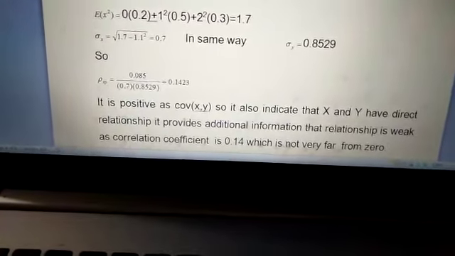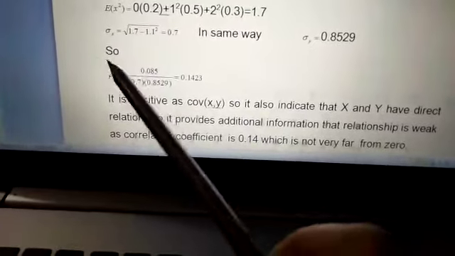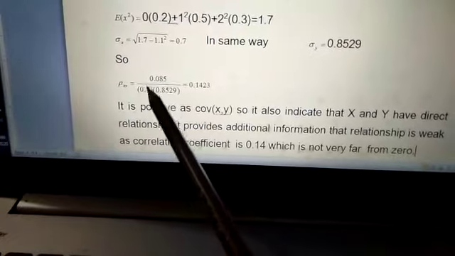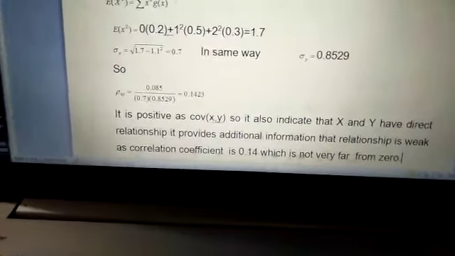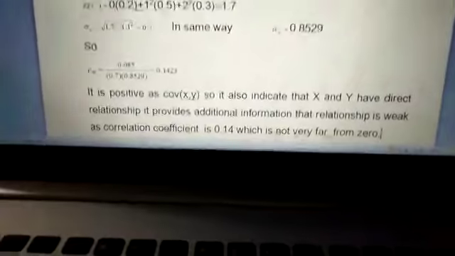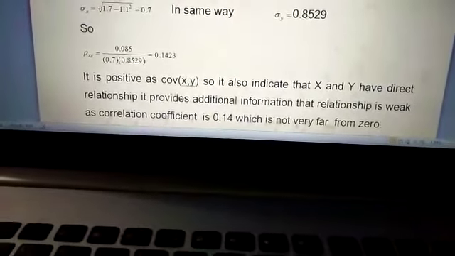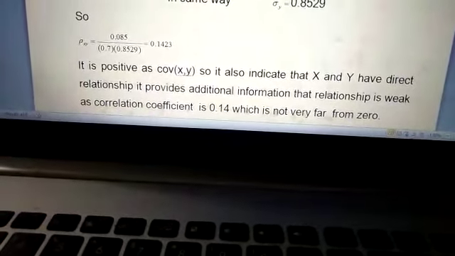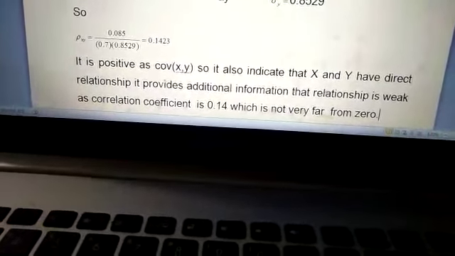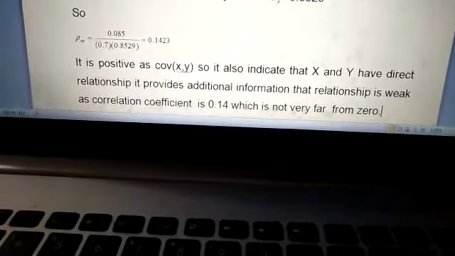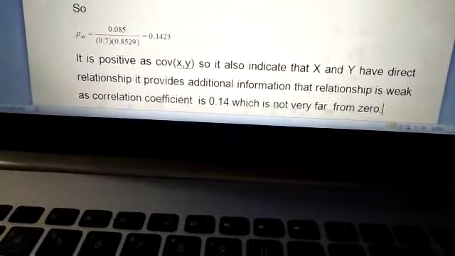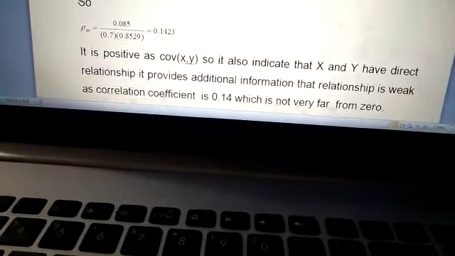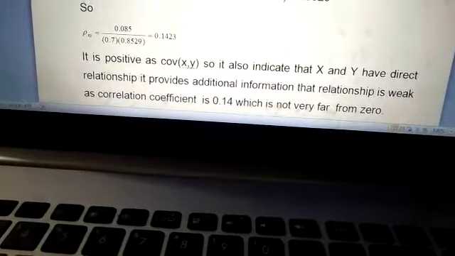So the coefficient of correlation would be the value of covariance 0.085 divided by the standard deviation of x and the standard deviation of y, and the answer is 0.1483. It is a positive number, as the covariance was also positive. So this correlation coefficient also indicates that x and y have a direct relationship. It provides additional information that the relationship is weak, as the correlation coefficient is 0.14, which is not very far from 0.